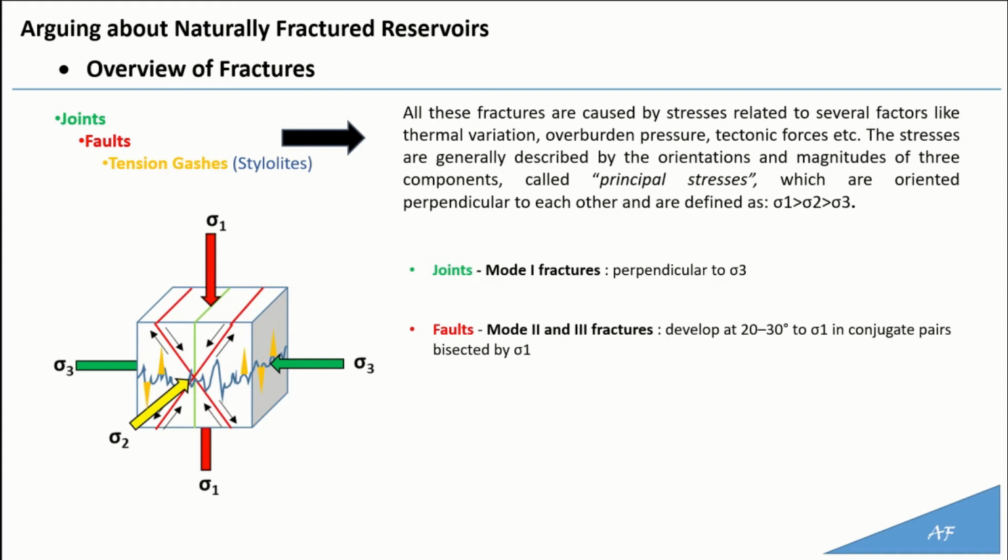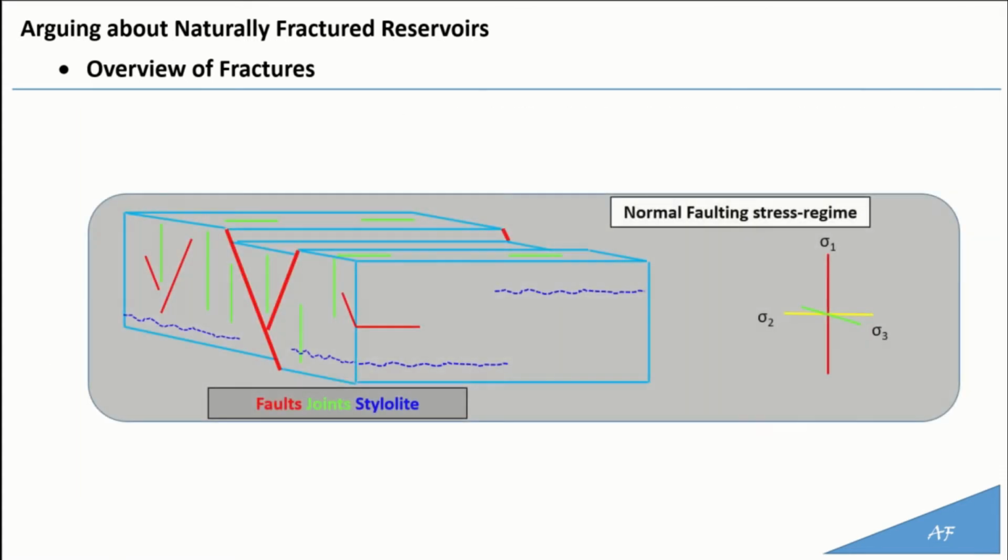Shear fractures, like faults, typically develop at 20-30 degrees to sigma 1 in conjugate pairs bisected by sigma 1. Tension gashes linked to stylolites derived from the compressive stress and are parallel to sigma 1. The orientation of the principal stresses changes in the different regional stress regimes, and accordingly the orientation of the different types of fractures changes as here illustrated.